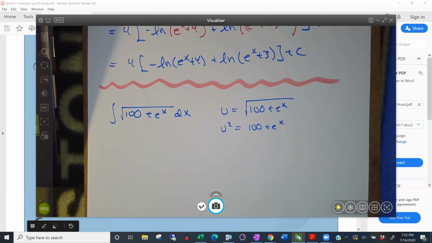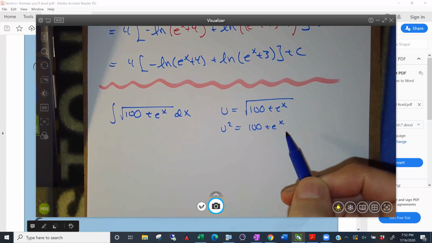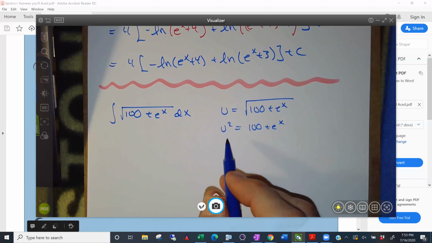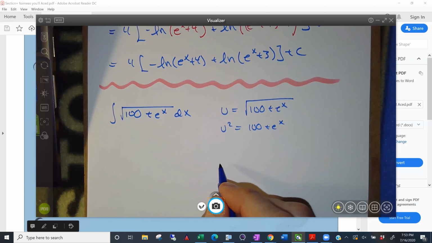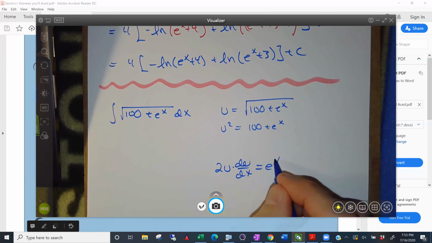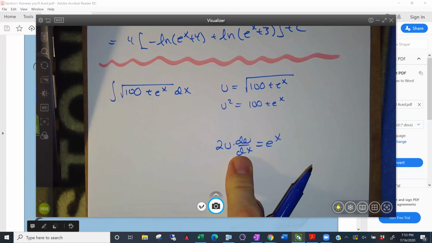Okay. And now I can differentiate with respect to x. In fact, let's see. Do I want anything else while I'm here? We'll come back to it as we need it. If I differentiate with respect to x, I've got to use the chain rule. So it's going to be 2 times u times du by dx equals the derivative of that, which would be e to the x.